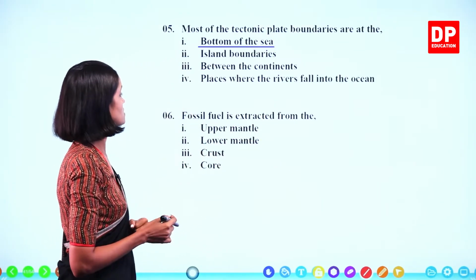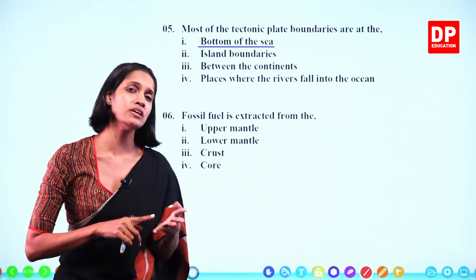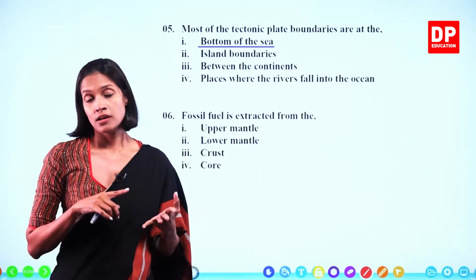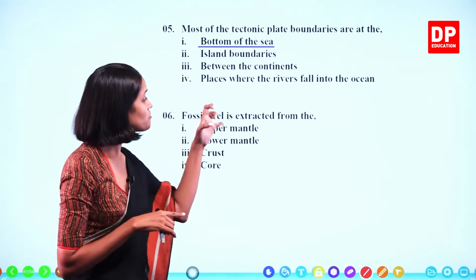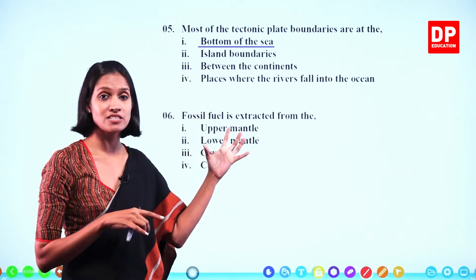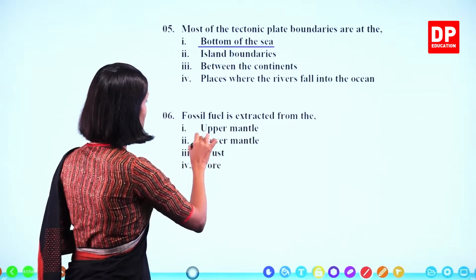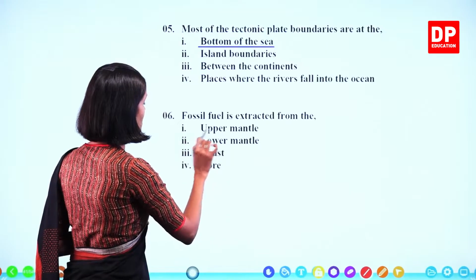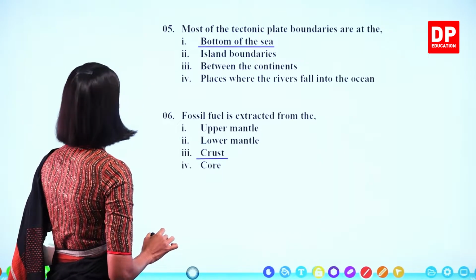Right. Number 6. Fossil fuel is extracted from which part? There are 3 layers of the earth. Outermost layer is the crust, then mantle and the core. Fossil fuels are present in the crust, the outermost part, right? Upper mantle, lower mantle, core, they are not the answers. Crust is the answer. Next one.